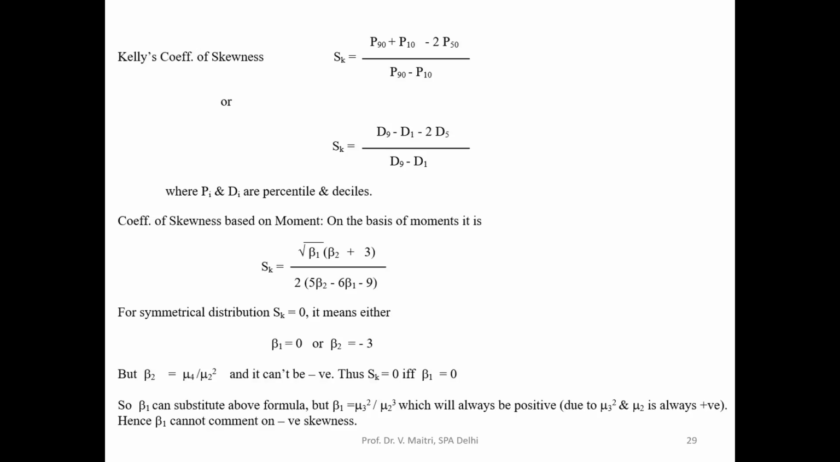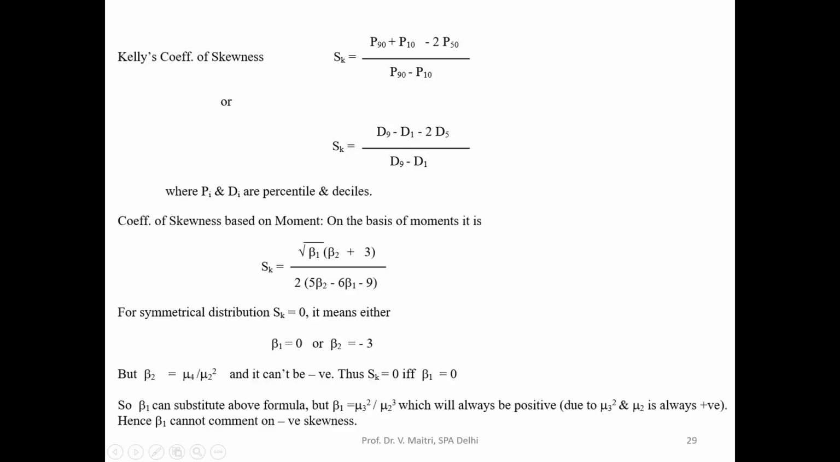We can also use the moments for calculating the coefficient of skewness. On the basis of moments, it is given by Sk is equal to root of beta 1 multiplied by beta 2 plus 3, divided by 2 times 5 beta 2 minus 6 beta 1 minus 9. If Sk is equal to 0, it means beta 1 is equal to 0 or beta 2 is equal to minus 3, for a symmetrical distribution. But beta 2 is mu4 divided by mu2 squared, so it cannot be negative. So the coefficient of skewness will be 0 if and only if beta 1 is 0.